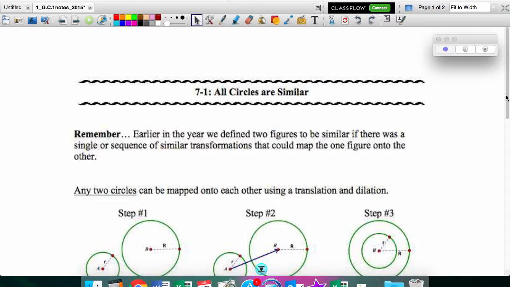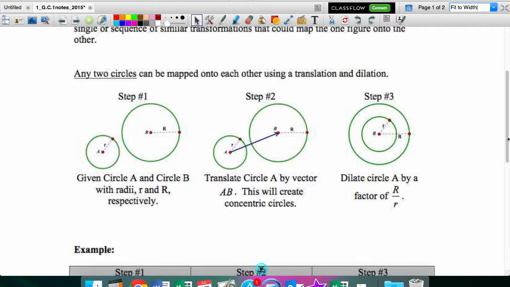For example, in a general pair of circles, circle A to circle B, where circle A has a radius little r and circle B has a radius big R, we can show that the two circles are similar by finding the translation, which moves center A to center B. This is actually a vector AB. We're not going to go too in depth with vectors, but it would be essentially the horizontal and vertical movement between the centers. So I'm going to go ahead and write that down.